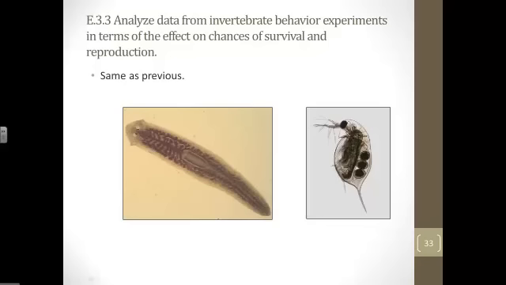Well, after that explanation, there's not much to say about this slide. It's just basically a continuation of the previous.